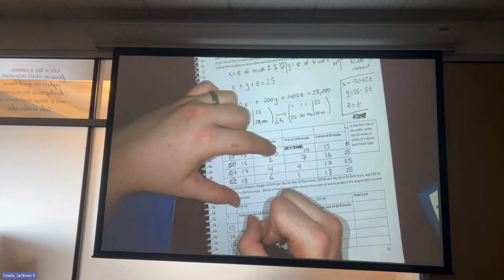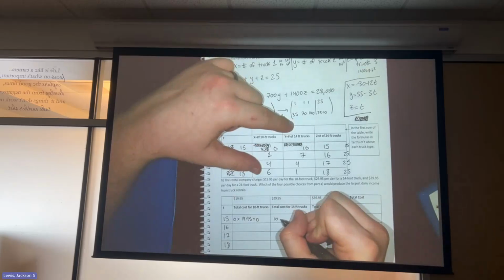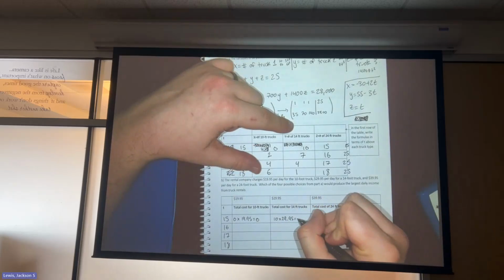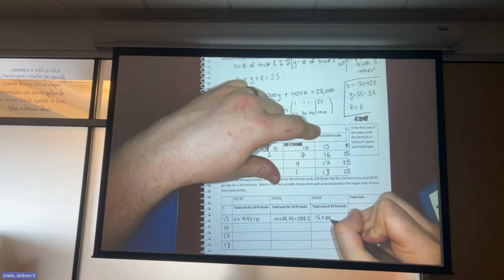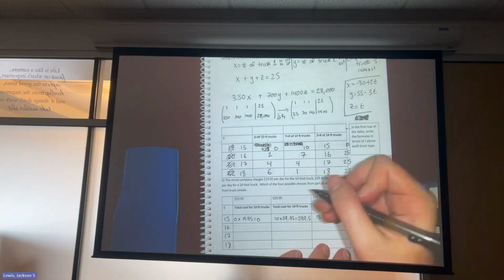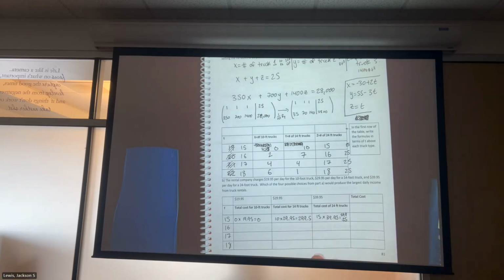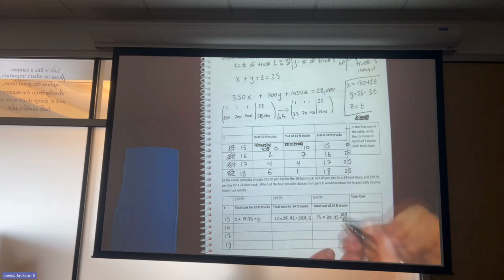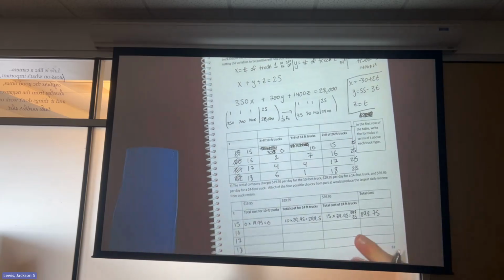Total cost, so 0 times 19.95 equals 0. 10 times 29.95 equals 299.5. And 15 times 39.95 is 599.25. And then adding those up, 299.5 plus 599.25 gives me 898.75.